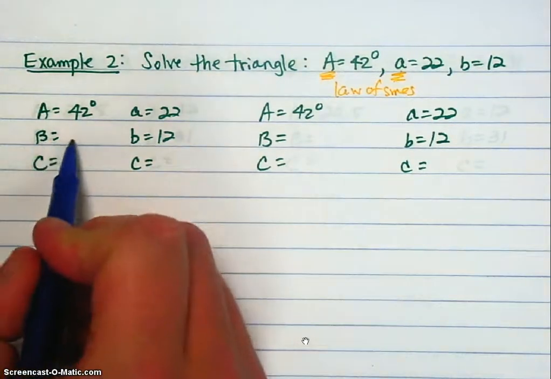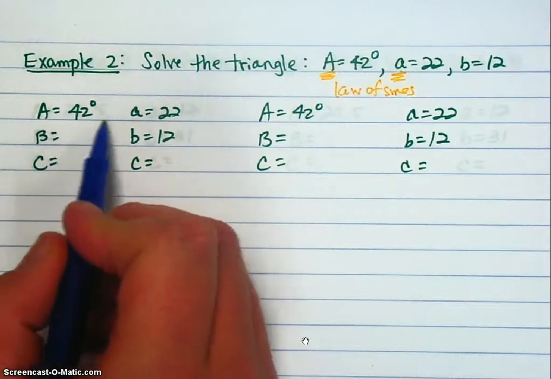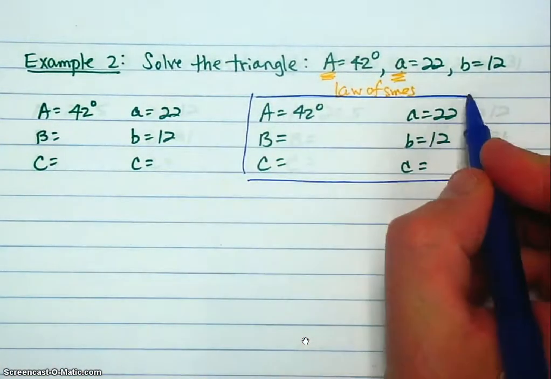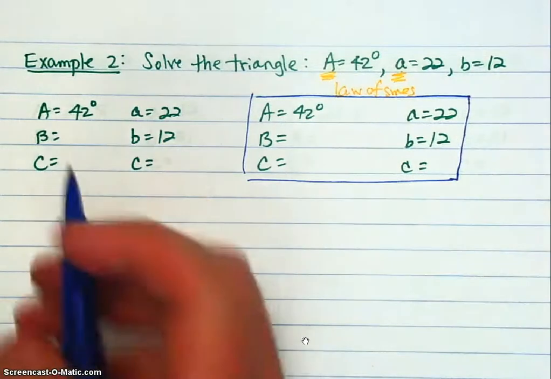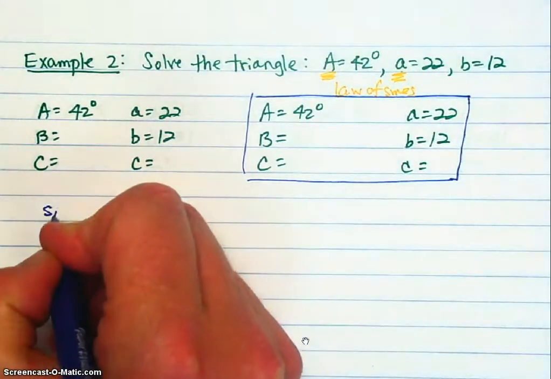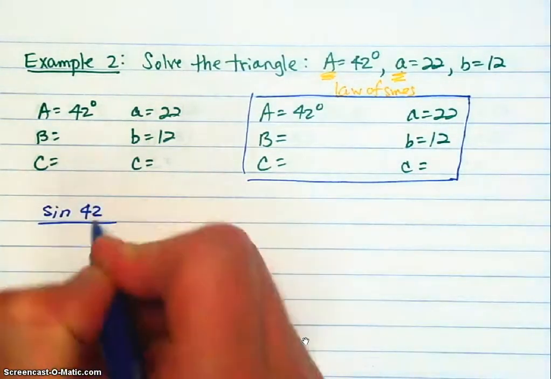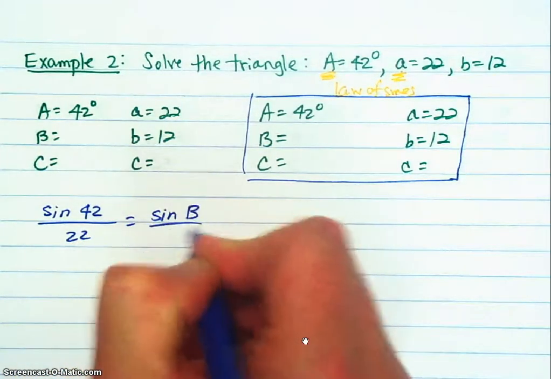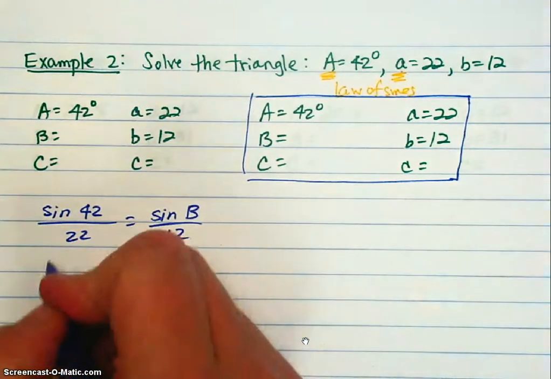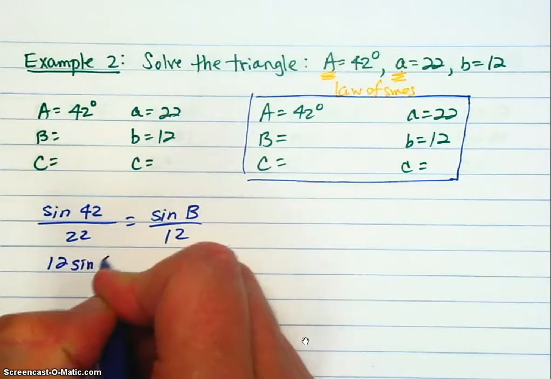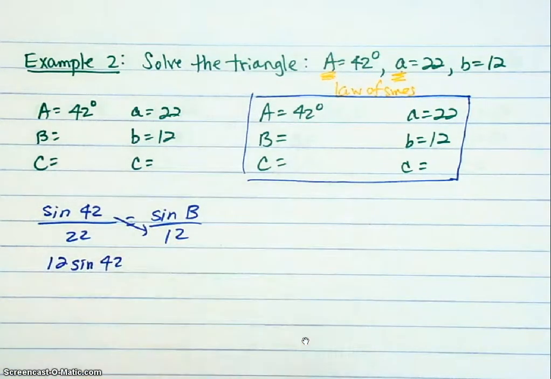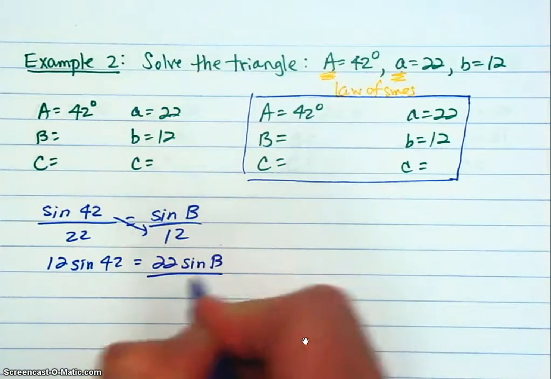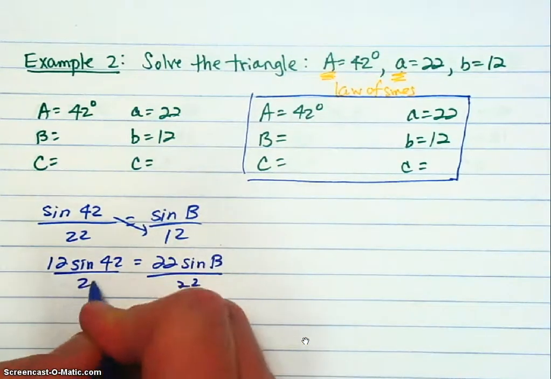So here again, we've got to solve for b. This would be my first triangle right here. Over here, this would be our second possible triangle. So I've got to solve for b. Again, we're just going to do the same thing. Sine of 42, which is sine of A over lowercase a, equals sine of b over 12. And same thing, cross multiply here. So 12 sine of 42 equals 22 sine of b, divided by 22.